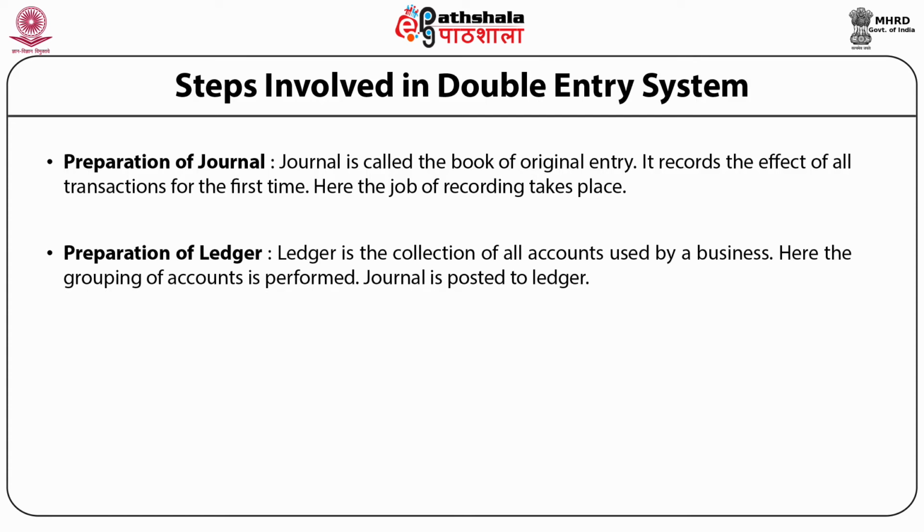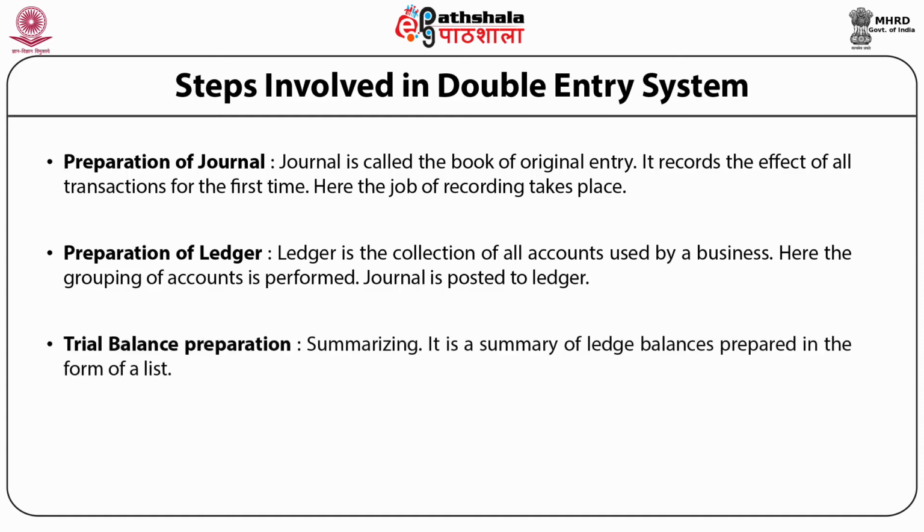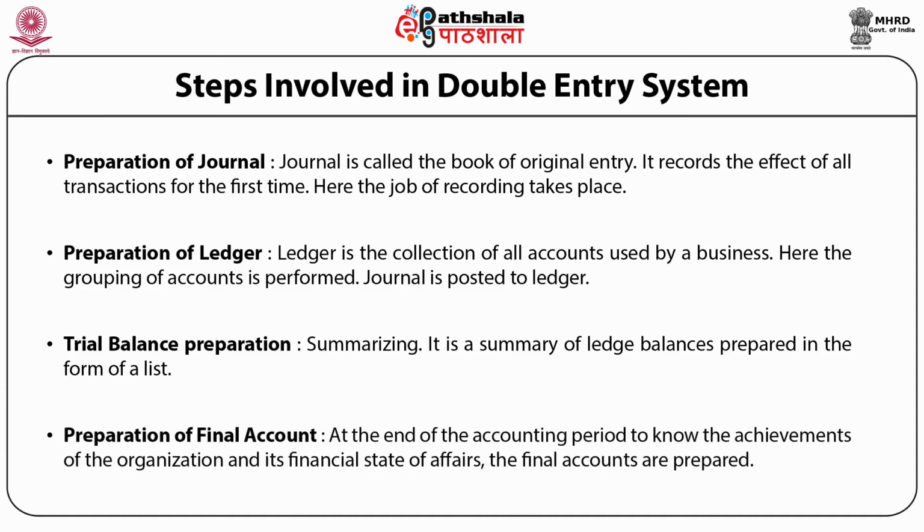Preparation of ledger. Ledger is a collection of all accounts used by a business. Here, the grouping of accounts is performed. Journal is posted to ledger. The trial balance preparation. Summarizing, it is a summary of ledger balances prepared in the form of a list. Preparation of final accounts. At the end of the accounting period, to know the achievements of the organization and its financial state of affairs, the final accounts are prepared.